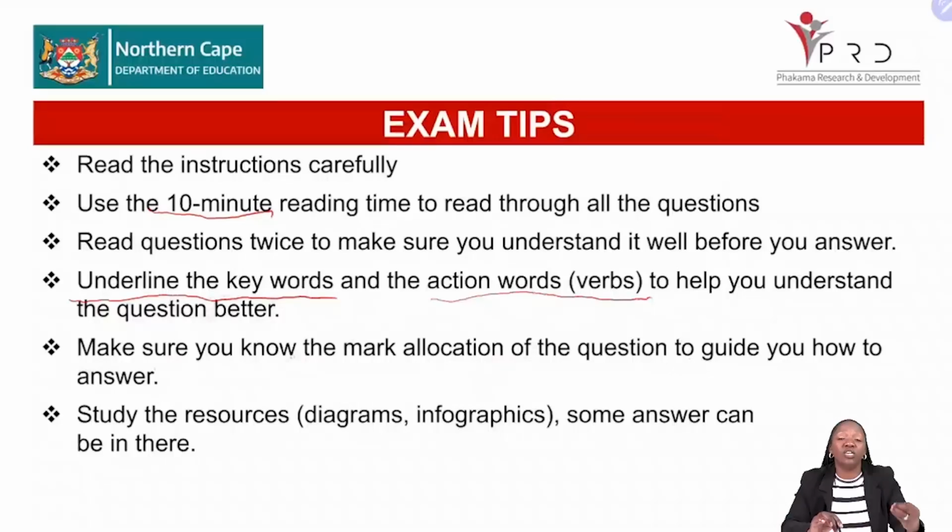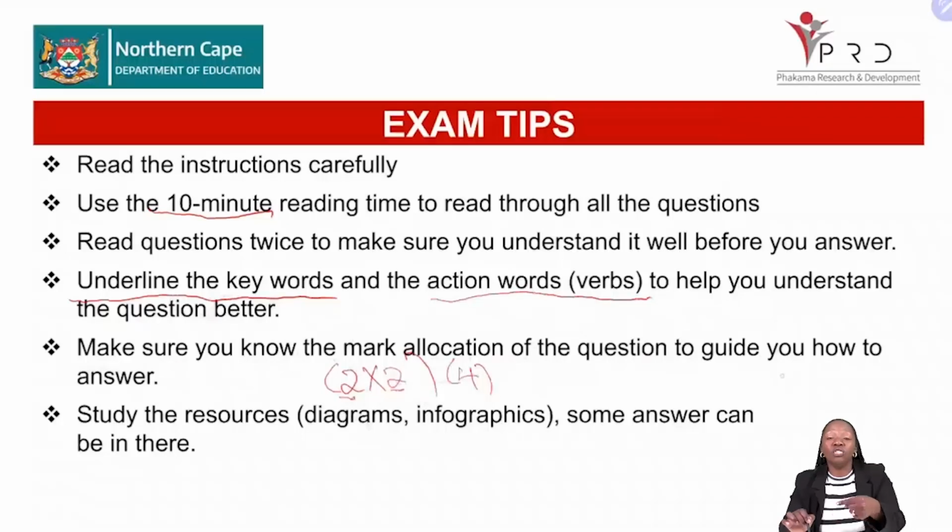Then you need to make sure that you know the mark allocation, what it means. As I'm saying, the question might say account for the formation of cumulonimbus cloud. Then they give you a mark allocation of 2 times 2. So you're supposed to understand what that mark allocation means. It means you need to give 2 responses that will give you 2 marks each, and the total will be 4 marks. Sometimes you will write only one answer, then you are losing 2 marks unaware because you did not pay attention to the mark allocation.